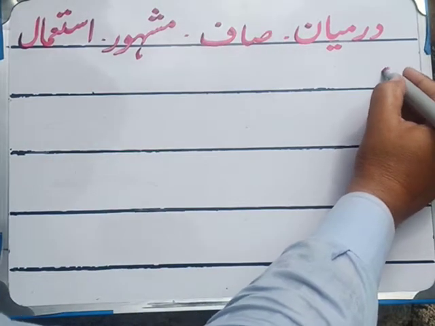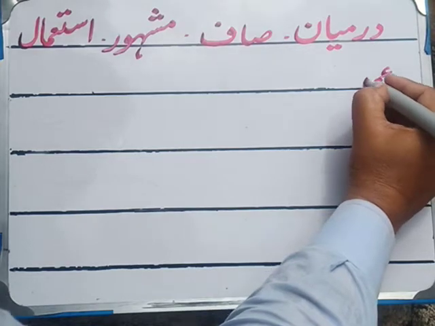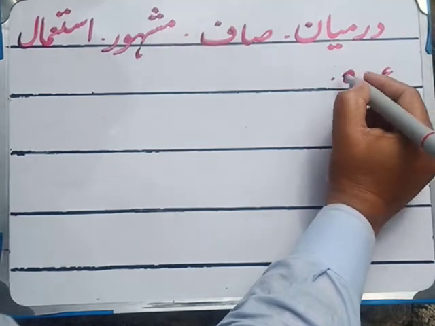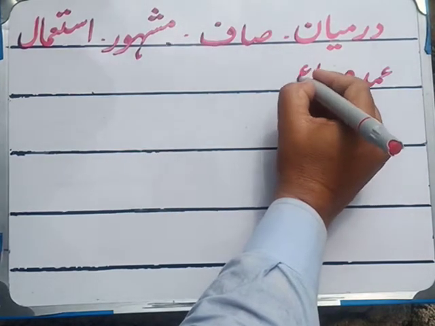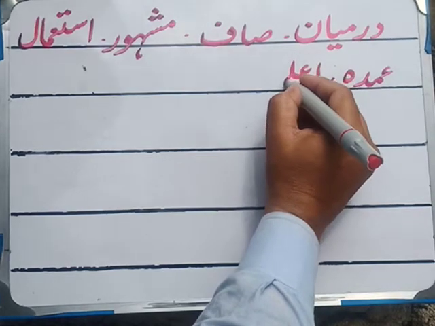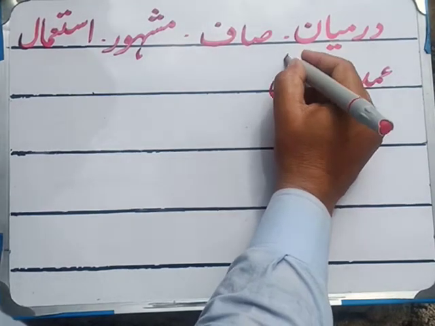Next word is umda. The meaning of this word is fine. Next word is ala. Ala is called in English super. This word is used in the meaning of super.